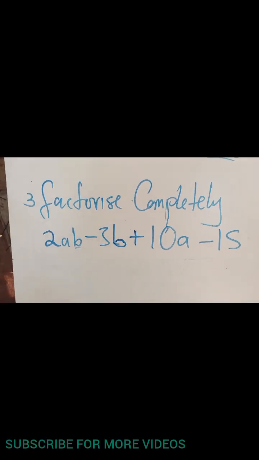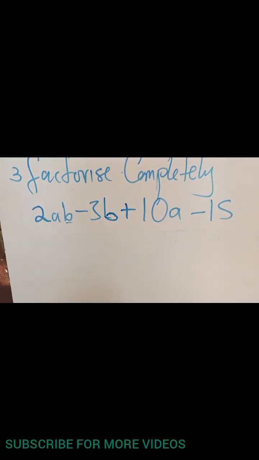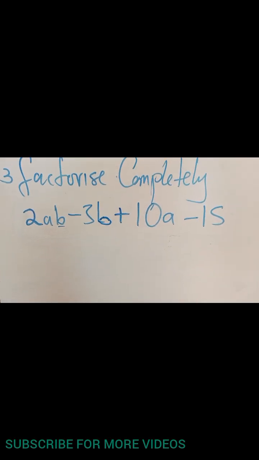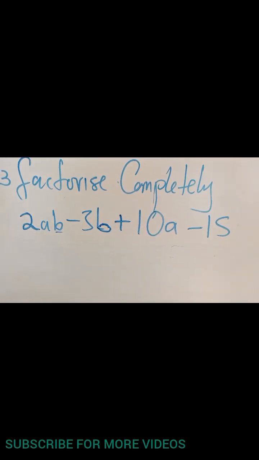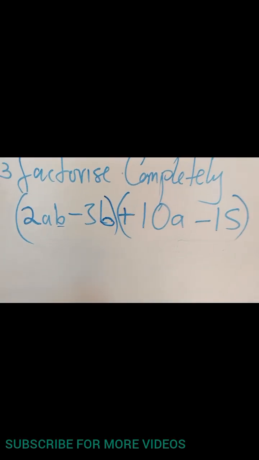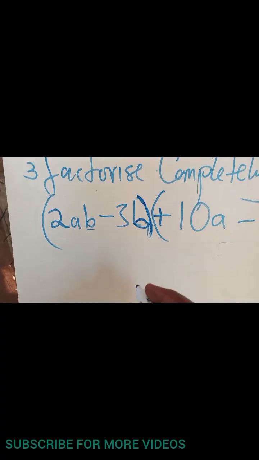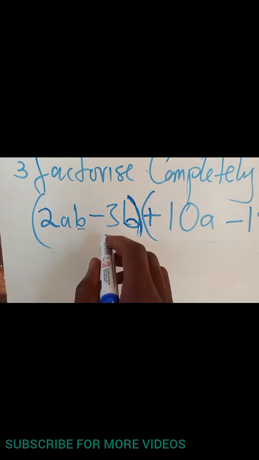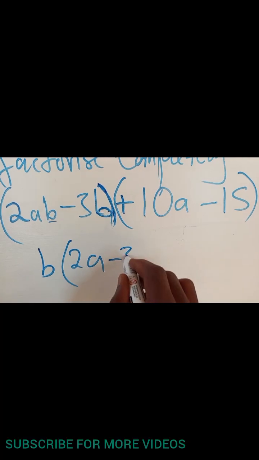So we move on to question 3, which says factorize completely. To factorize completely, we have to be familiar with knowing the highest common factor of numbers with variables. This question is coming from factorization by grouping. When starting to solve the question, we have to start by grouping the terms into 2 groups. Then after grouping, we begin factorizing. In the first group, we have the highest common factor, which is b. Then we are going to remain with 2a minus 3.